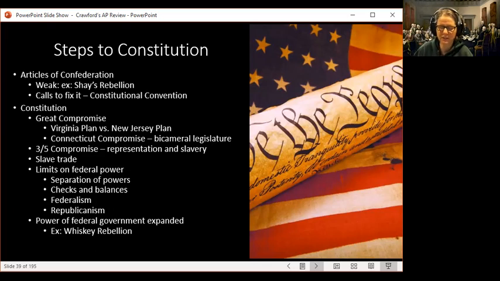Now, there are some limits on federal power, but it also expands the power of the federal government with a president, the Supreme Court, with regulation of trade, with the power to tax, all those things that we didn't have under the Articles, they made sure we had in the Constitution.